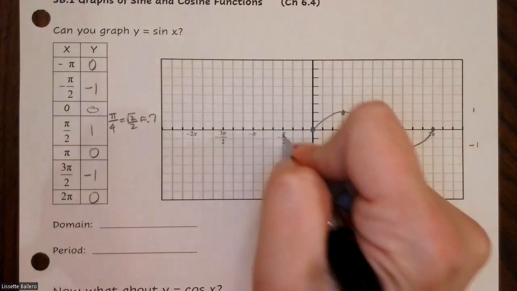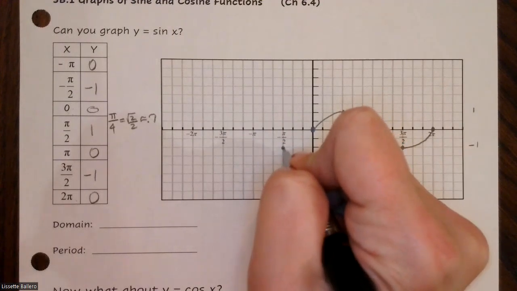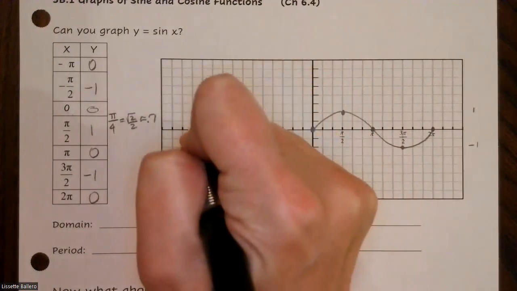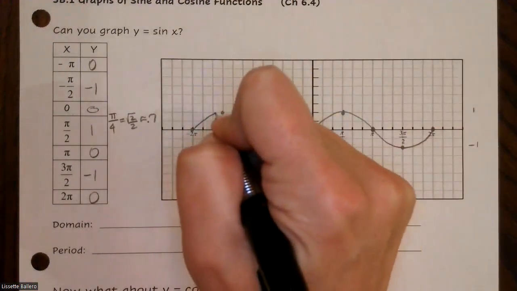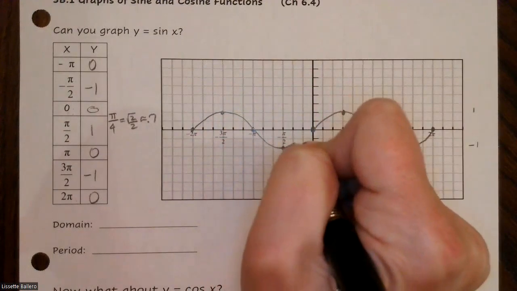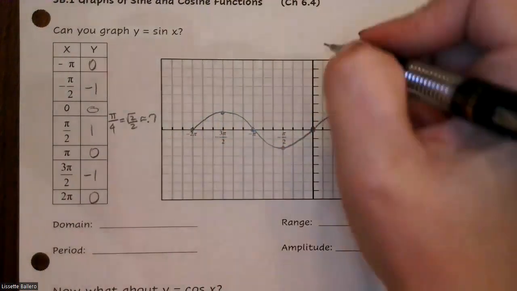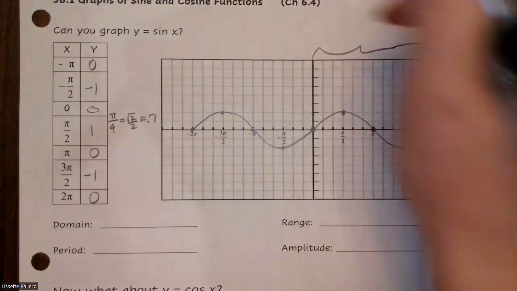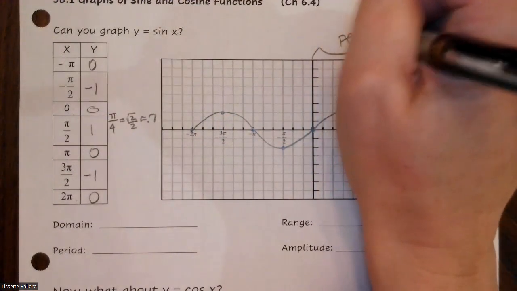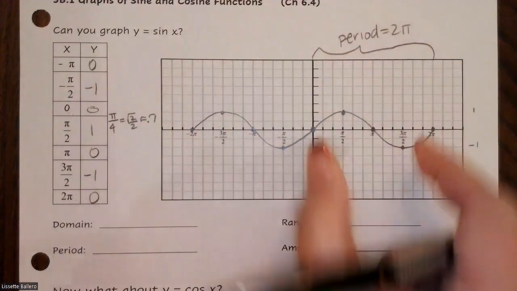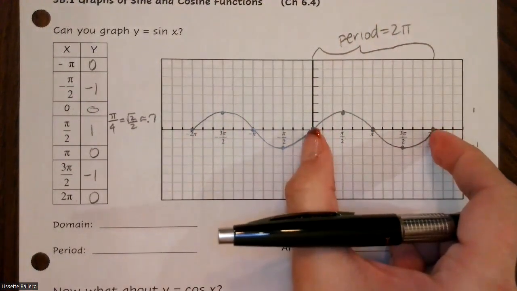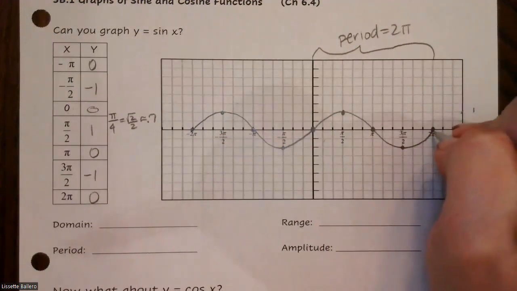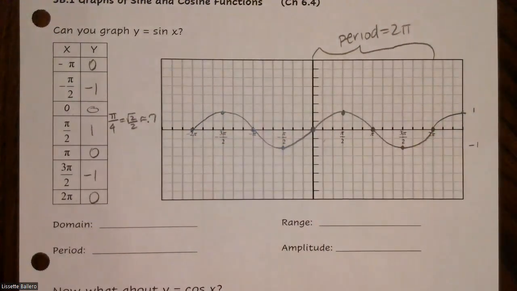When we went to the negative side, negative pi over 2 was -1. Negative pi was 0. This would be a +1 and 0. So we get another cycle of that unit circle. One full cycle is called the period of the graph. That distance is 2 pi. In the distance of 2 pi, we got one full cycle of that sine curve. And then again, it repeats. So this is my parent function for the sine.